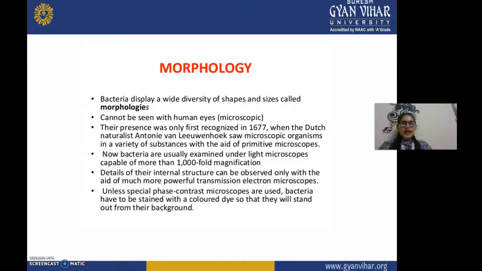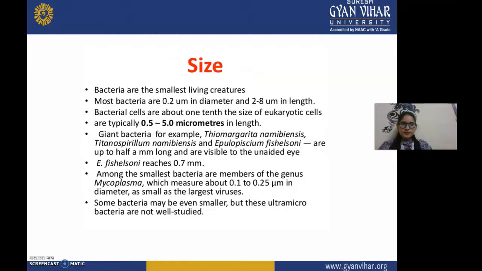Now bacteria are usually examined under the light microscope, capable of more than 1000 times magnification, and details of their internal structure can be observed only with the aid of a much more powerful transmission electron microscope. So unless special phase contrast microscopes are used, bacteria have to be stained with a color dye so that they will stand out from their background.